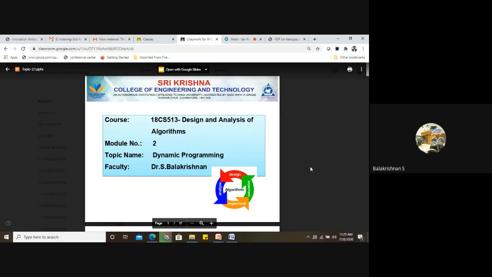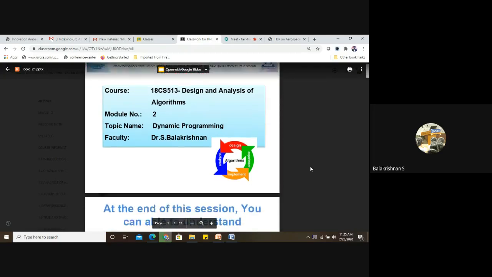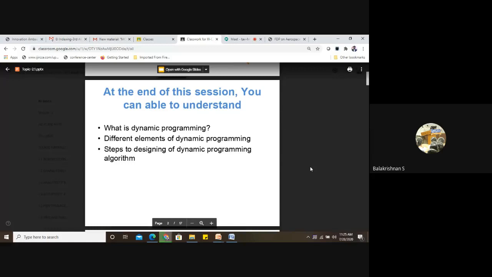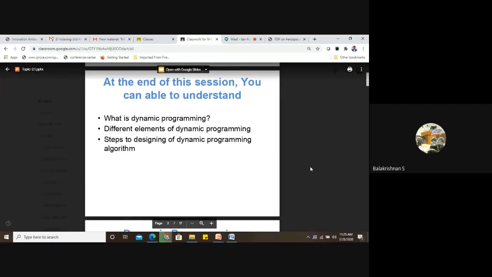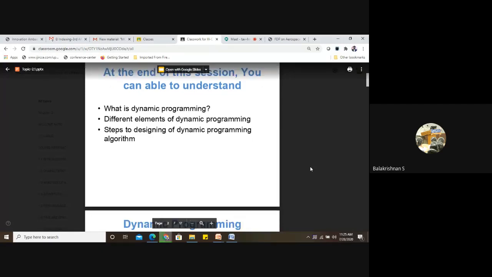With this brief note, I will start the session on dynamic programming. At the end of this session, you will be able to understand what dynamic programming is, what the different elements of dynamic programming are, and also what the important steps are to be followed in designing a dynamic programming algorithm. These are the important things you will get at the end of this session.